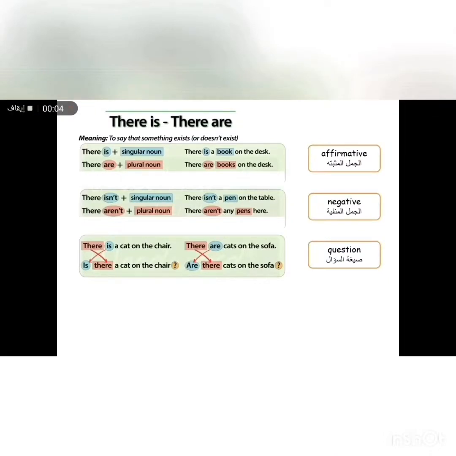There is and there are to say that something exists or doesn't exist. Okay, to say whether something exists or not. There is is used with the singular and there are with the plural. For example, there is a book on the desk. There are books on the desk.